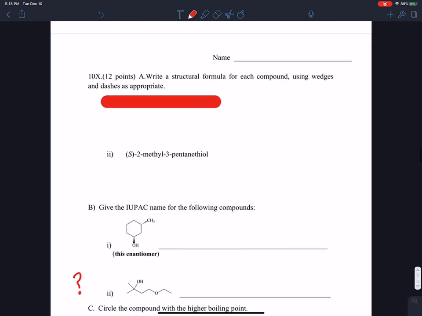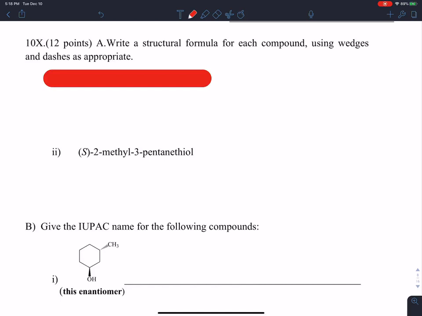Okay, next question. Write the structural formula for each compound. Use wedges and dashes as appropriate. Here they want us to make S-2-methyl-3-pentanethiol. My main thing is a pentanethiol, so let's make a pentane, which is like that. On 3, I have a thiol, like that. And on 2, I have a methyl, so like that.